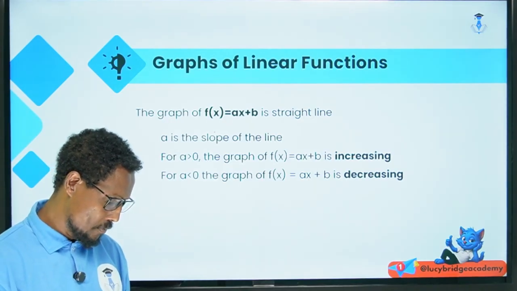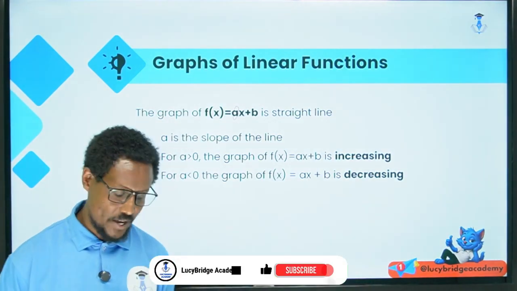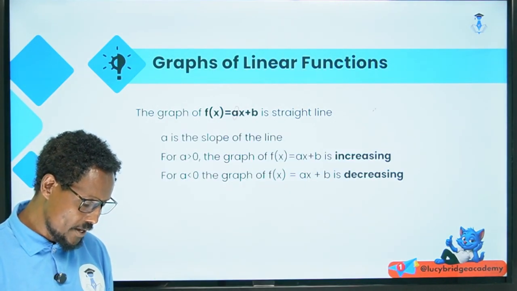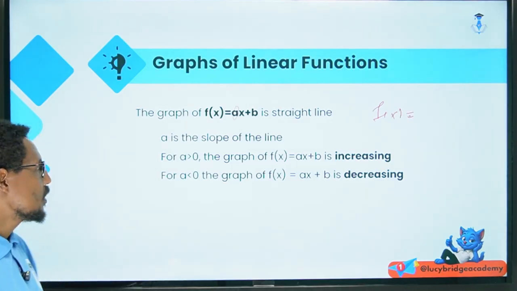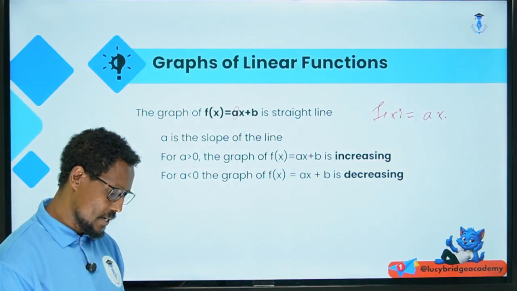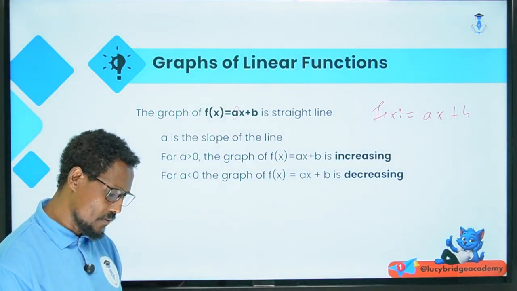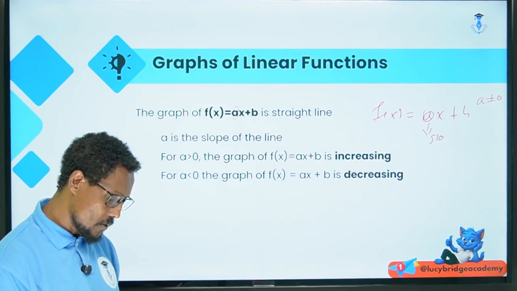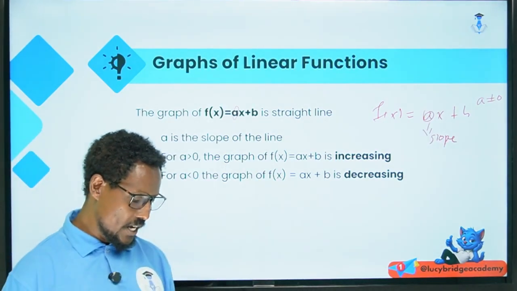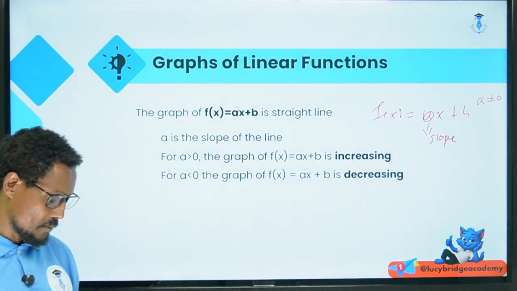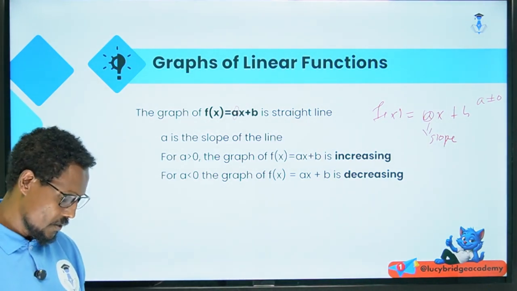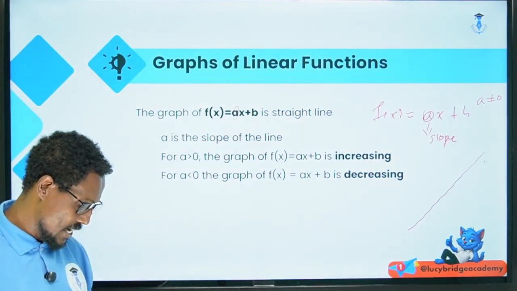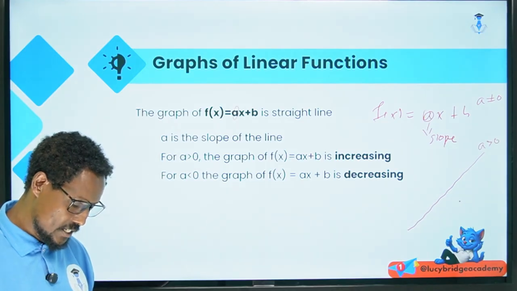Okay, a is the slope, the coefficient of x. But it has to be written in the form of f of x is equal to ax plus b, all right? And a should be different from 0, and a is called slope. For a greater than 0, the graph of f of x equals ax plus b is increasing. Okay, this type. The line looks like this one, and a is greater than 0, and it is increasing.